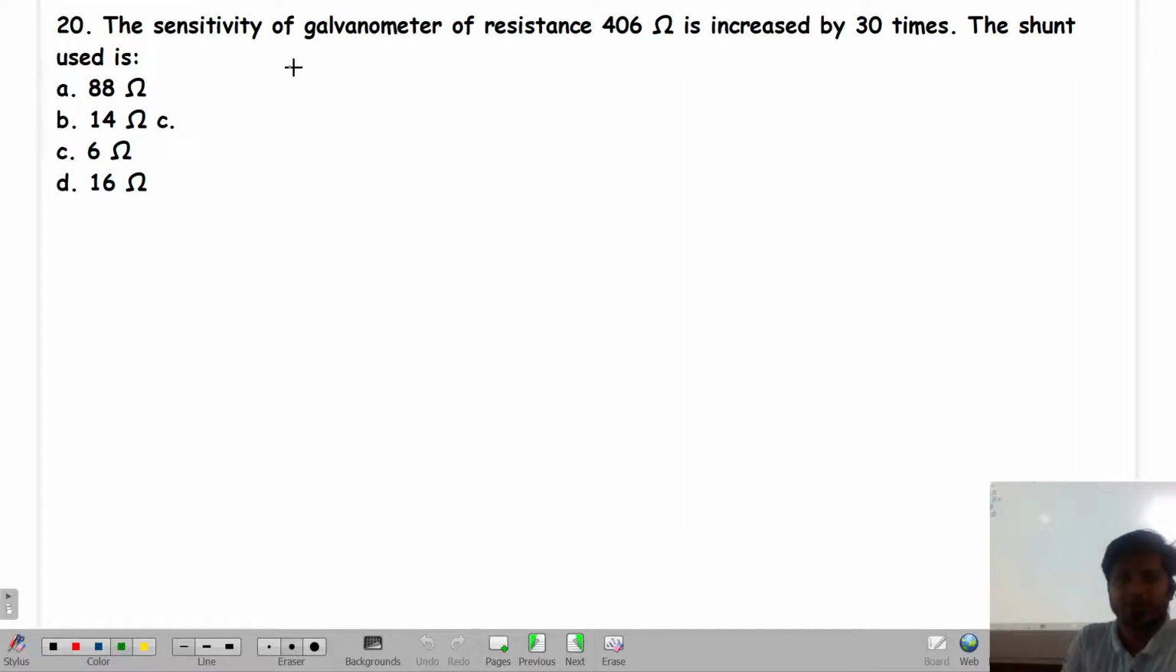Okay. So, a little bit about the galvanometer. What is the work of a galvanometer? Can you tell me? It tells about the current or not? Tell me. Yes or no? The work of a galvanometer is to tell about current.